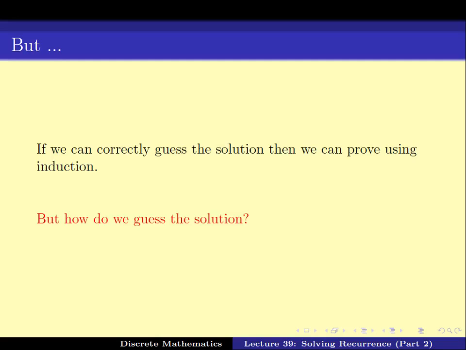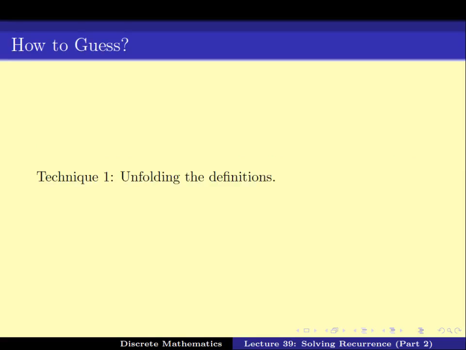The main issue is, how do you guess the solution? Guessing the solution can really be a challenging problem, so we will be dedicating quite a number of lectures to guessing the solution. Today we will be looking at the first and the simplest technique of guessing the solution. So here it is. Technique 1: the idea is just unfolding the definitions. What do I mean by unfolding the definitions?